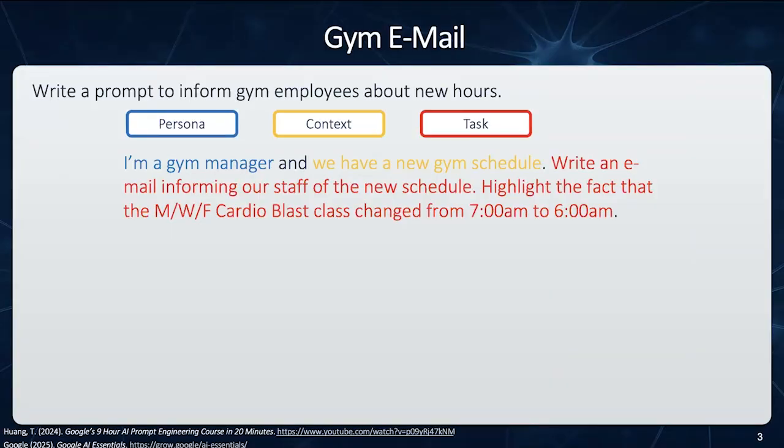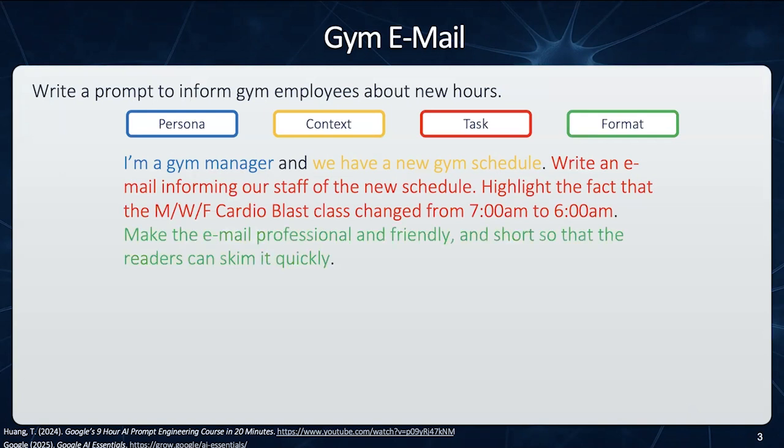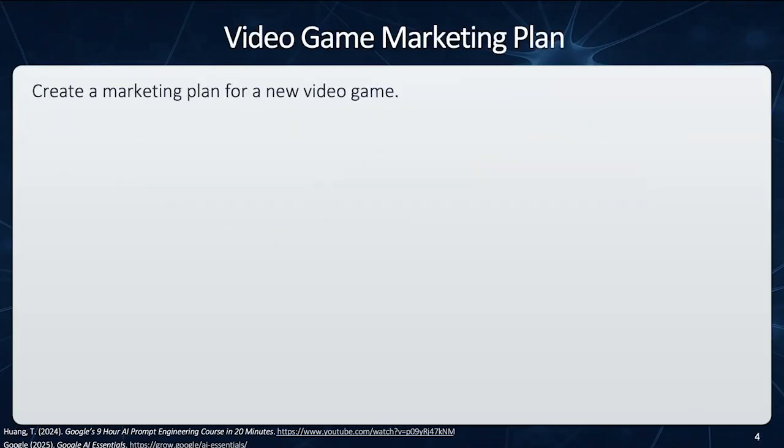Highlight the fact that the Monday, Wednesday, Friday cardio blast class has changed from 7 a.m. to 6 a.m. And then finally, the format. Make the email professional and friendly and short so the readers can skim it quickly. All right, all 4 parts to a prompt. Let's take a look at another example.